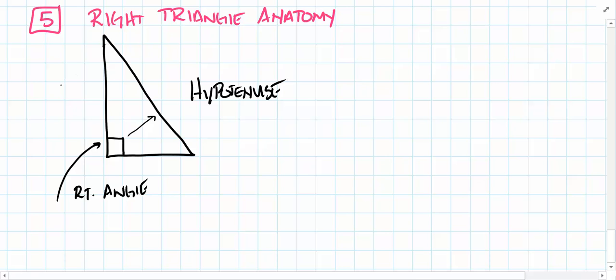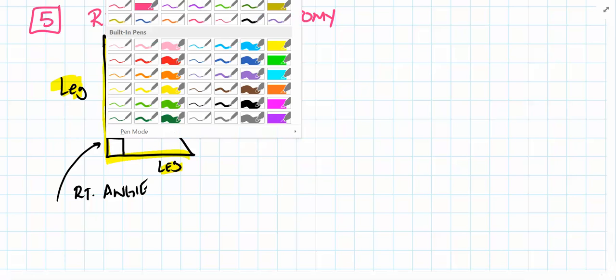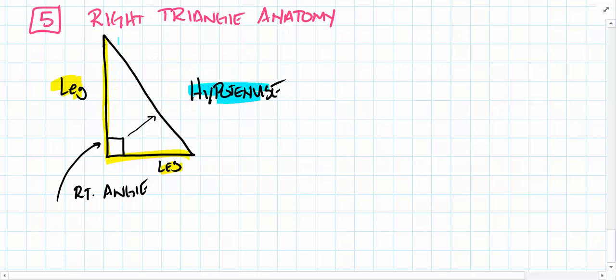Okay, so the yellow pieces, these are our legs right here. There's a leg there, there's a leg there. The blue piece is the hypotenuse. The hypotenuse is always the longest side because it's opposite the biggest angle, which in this case is 90 degrees. Always the longest side, and it's always across from the right angle.